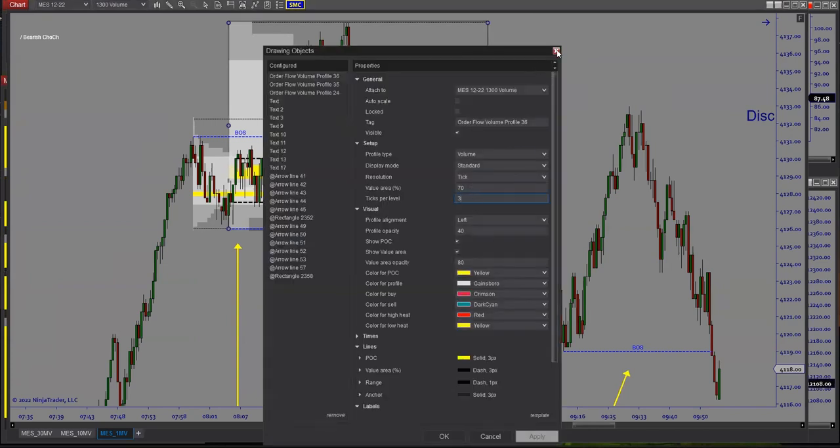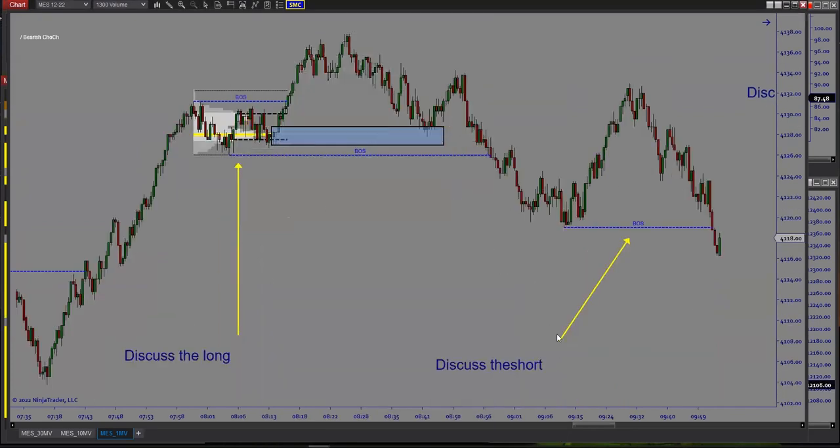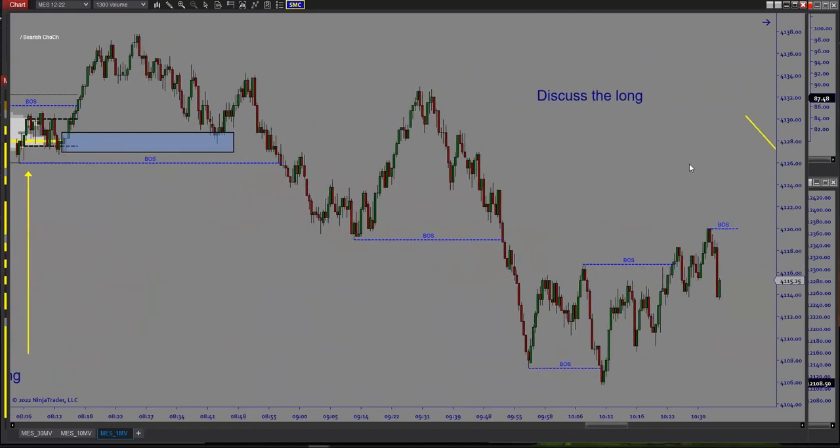No, I think that's the wrong example. Bear with me, guys. I want to show you a different example. Yeah, that's the wrong example because it was the long. I wanted to show this one here. No, this was the wrong one. I'm going to show you another example.